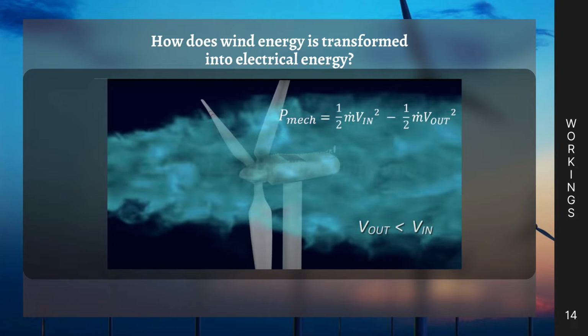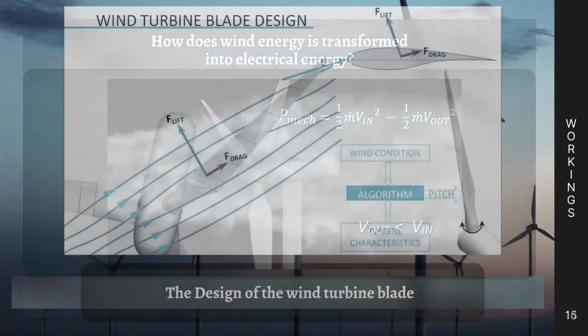However, it is important to note that it is impossible to obtain a 100% conversion of the wind energy into mechanical energy because B out can never be zero. In addition, not all of the mechanical energy from the blade's rotation is transformed into electrical energy due to some losses such as heat, friction, and noise.